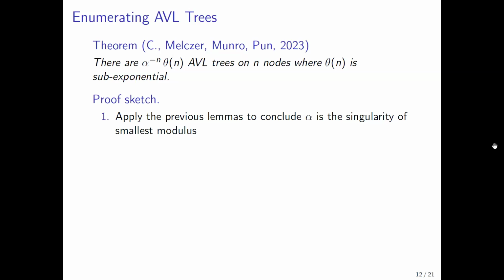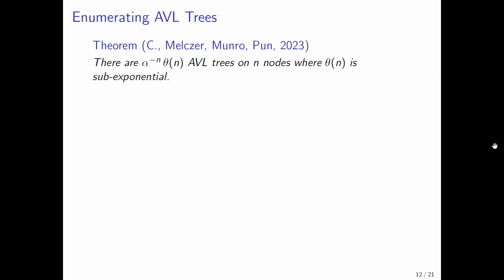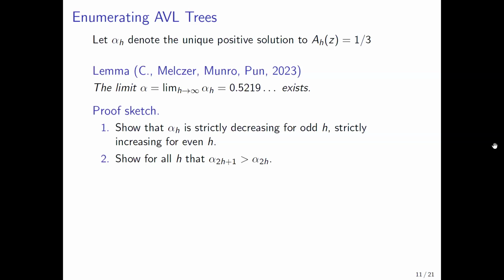It's very straightforward. We use the previous lemmas to show that alpha is the singularity of smallest modulus, and then we can immediately conclude that 1 over alpha is the exponential growth. Yes? You know what alpha is? So alpha is a transcendental number that starts with 0.5219, and you can calculate it to arbitrary precision by calculating the a sub h term and then solving to find that a sub h equals 1/3.